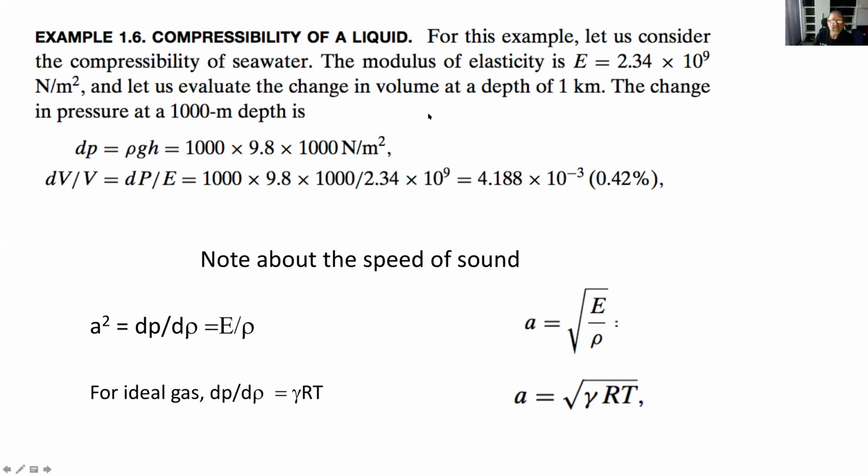But let me finish with the compressibility. I just want to show how incompressible water is. So let's have seawater. It's a little bit higher than regular water, 2.34 times 10 to the 9. Okay, so that's the modulus of elasticity of water. And then let's say we're going to a depth of 1 kilometer, which is 1,000 meters. If you take 10 out, this is going to be 100 atmospheres at depth. Anybody understand what I just said?